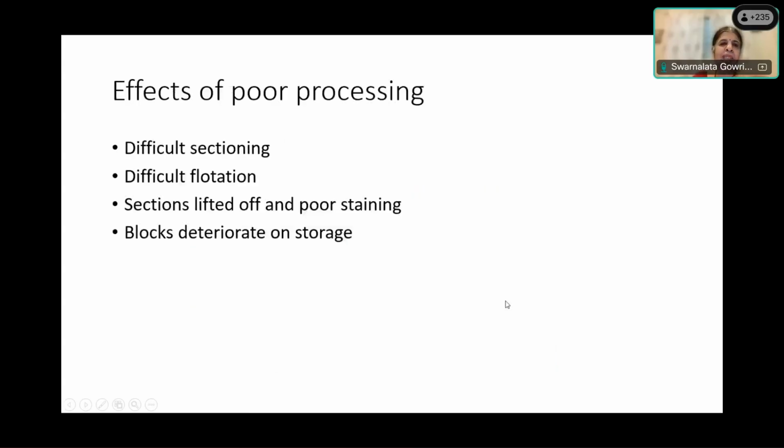Nothing is visible. So the effects of poor processing are you won't be able to get sections, you can't float them. The sections, even if they come, would be lifted off, so you will get spaces in your slide. And also, after that, if you do store the blocks, they will deteriorate very quickly.